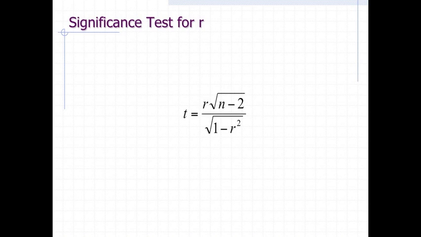This t-value will always be the same as the one obtained in the test of B, since if the slope is 0, the correlation is 0. Thus, if the regression slope is significantly different from 0, then the correlation coefficient is also significantly different from 0.